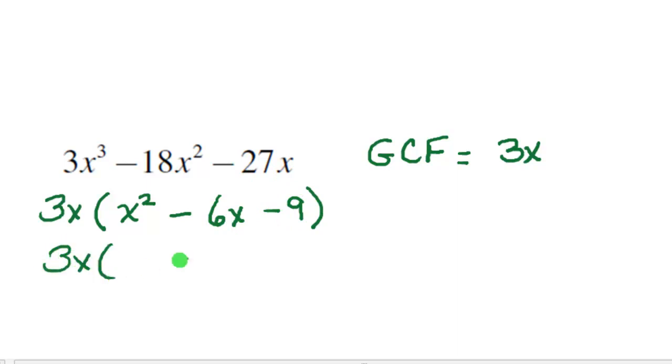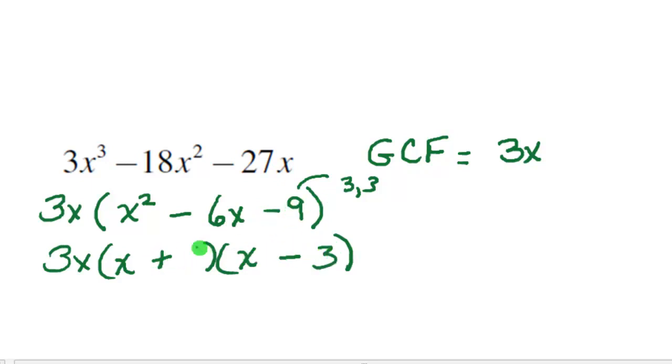And now we're going to do our trial and error. And 9, this one's good because 3 and 3. And can you see the 6? Since our coefficient here is 1. Oh, we're in trouble. Do you see why we're in trouble? Because I need a plus and a minus. I need one of each. And 3 and 3 is going to give me positive 3x minus 3x gives me 0. So that's not good.